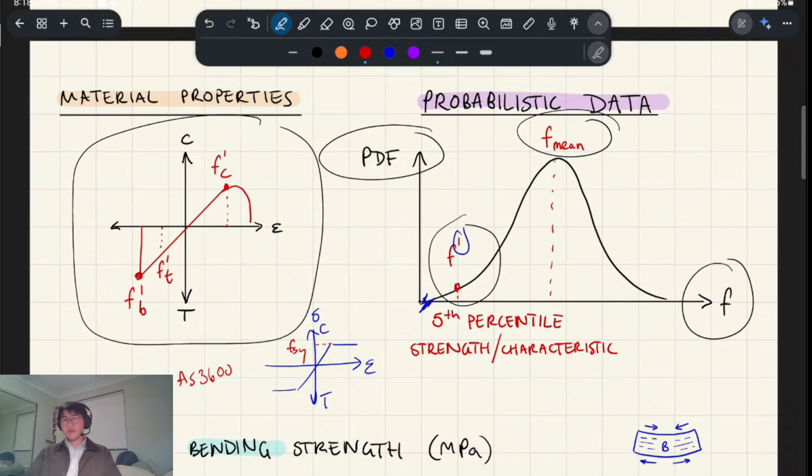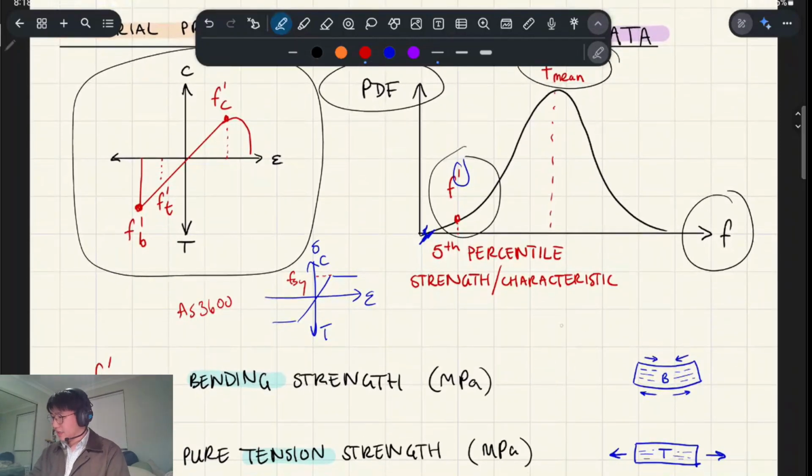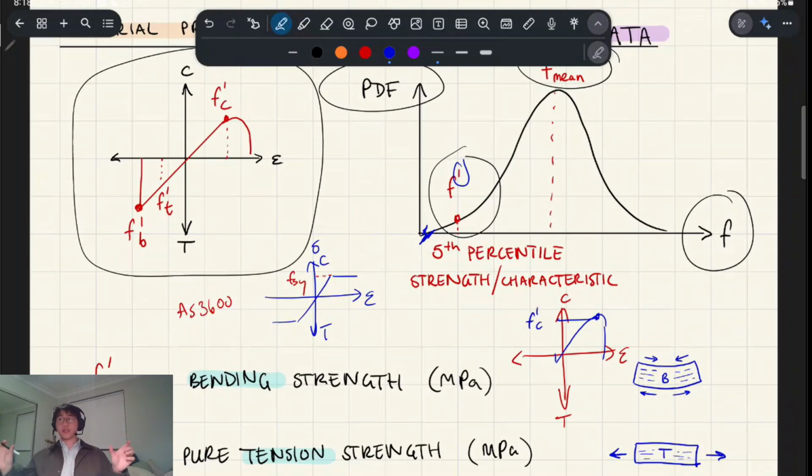So with that in mind, what we can see on the left is timber's material curve, right? And timber behaves differently in tension and compression, similar to how concrete has different material properties in tension and compression. If you've done concrete, you'll know that the compressive strength of concrete is much stronger than the tensile strength. In fact, it's about 10 times as strong. So in concrete, we call this number FC. That's our characteristic compressive strength.